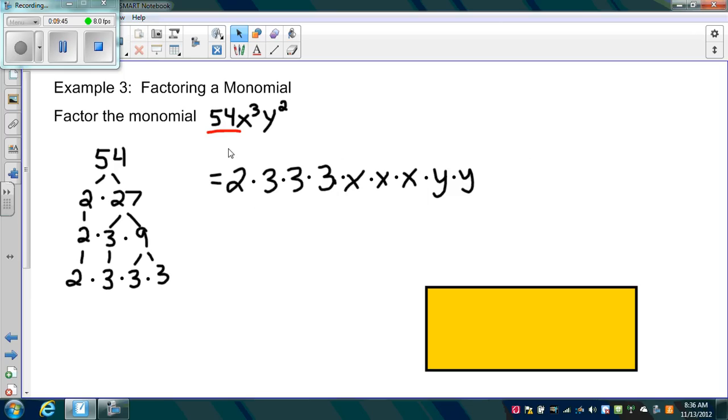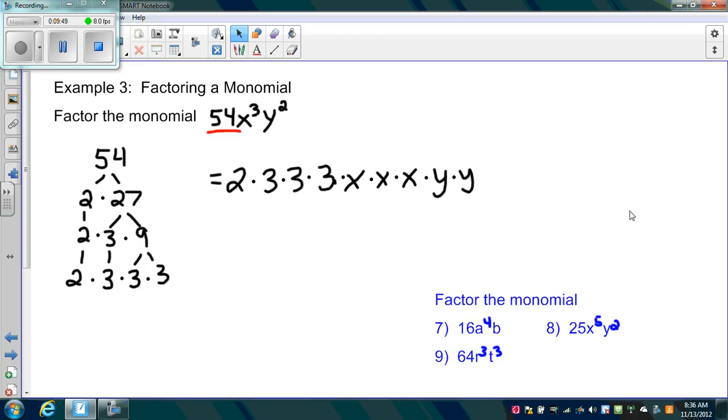There's no exponents here. So what I'd like you to do is try the following. Hopefully you can read it and it's clear enough, but factor these monomials. So try each of these on your own and bring them with class to you tomorrow. That's all for this lesson.